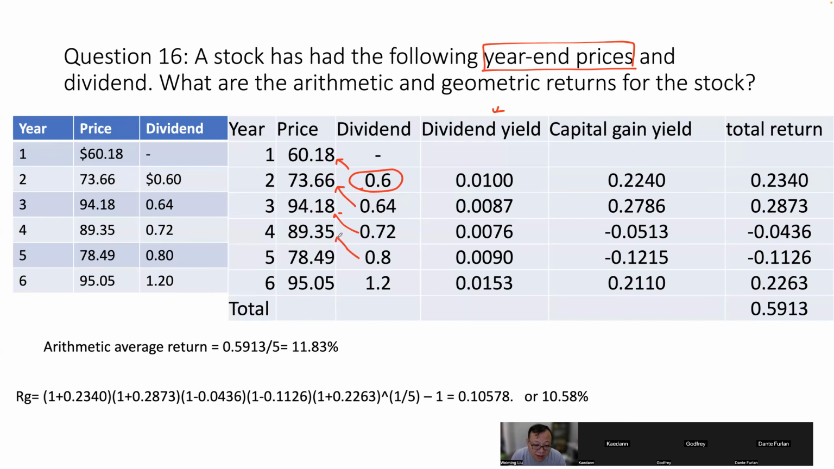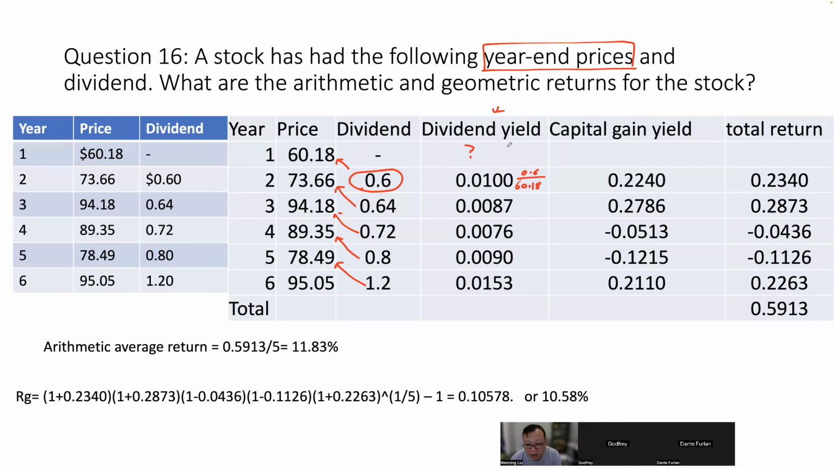So you always go by the dividend divided by the opening price. Then I can figure out the dividend yield. This is how I got it. For example, this one is 0.6 divided by 60.18, so that's close to 0.1% here. There's no result here because there's no dividend. There's no information on the previous years. This is the first year.